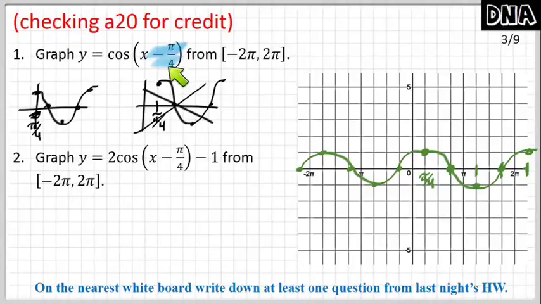Okay, so that was the simple one because there's only one thing happening. Let's do the more complicated one. There's more things happening on this one.